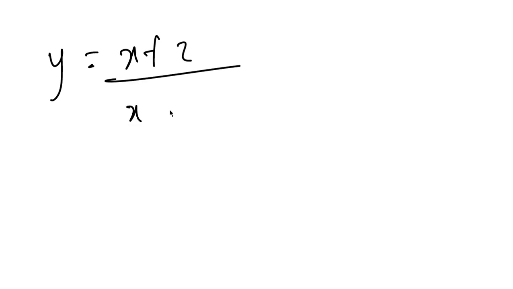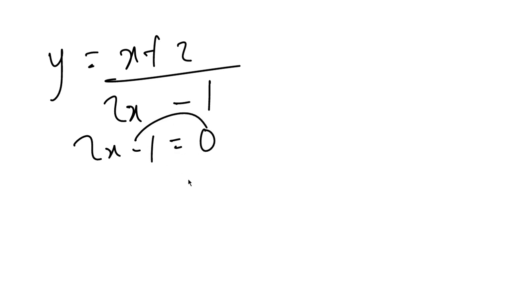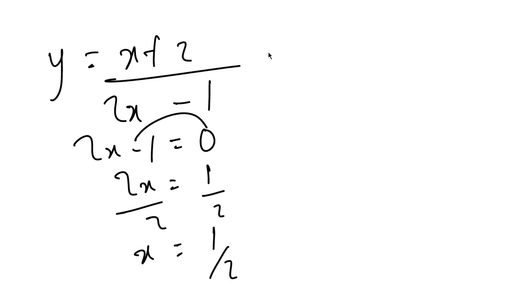And then lastly, let's take this question. If you are given y equal to x plus 2 over 2x minus 1, I ask what's the vertical asymptote? Equate the denominator to 0. 2x minus 1 equals 0, so 2x is equal to 1. Divide through by 2. That means the vertical asymptote is x equal to half.